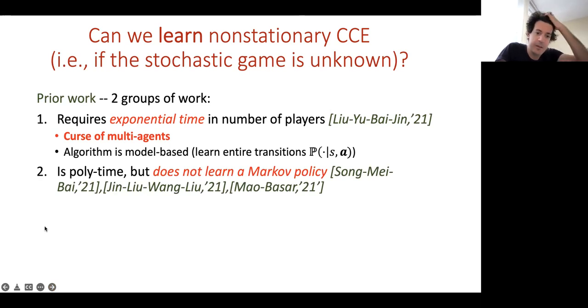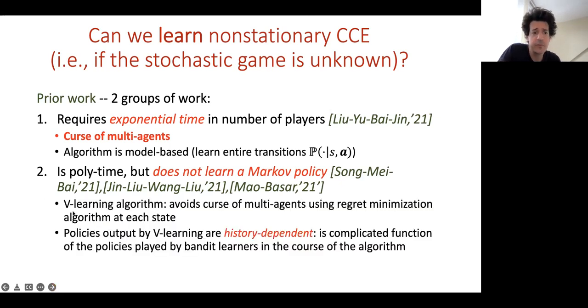There's also work that learns that is not exponential, but it does not learn a Markov policy, but a non-Markovian policy. So this is an algorithm called V-learning, which is very simple in terms of its computation. After several rounds of very simple interactions of the players, basically agents run bandit algorithms at all states, for all time steps. Then they do some, after this is done, the output policy is a very intricate history-dependent policy.